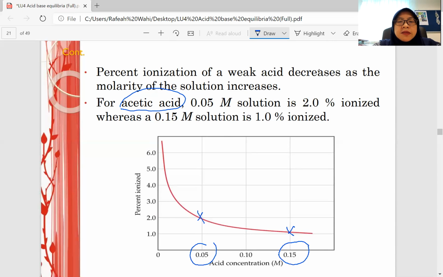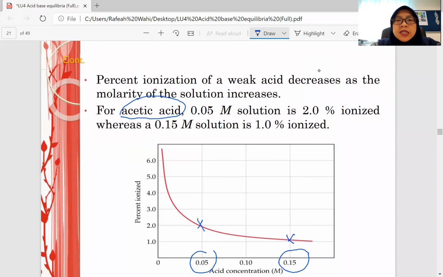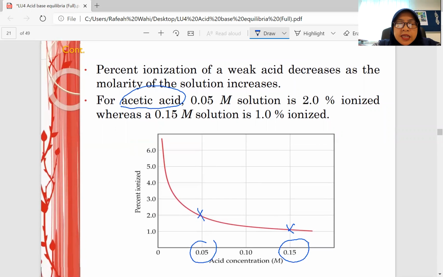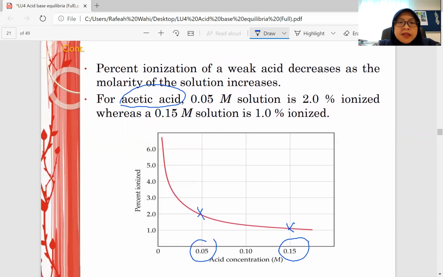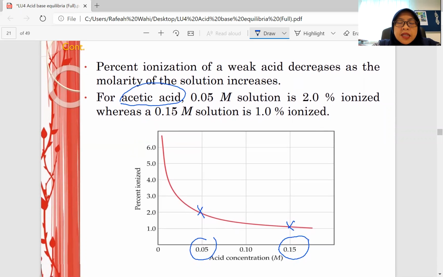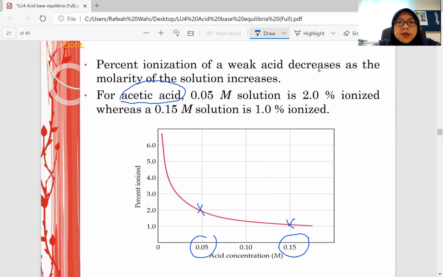So this is an example of the relationship between percent ionization of weak acid and the molarity of a solution. So if you have higher molarity, you have lower percent ionization for a weak acid. And if you have a lower molarity, you will have a higher percent ionization for a weak acid.